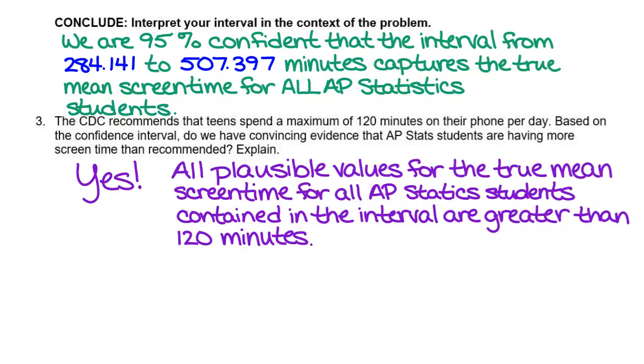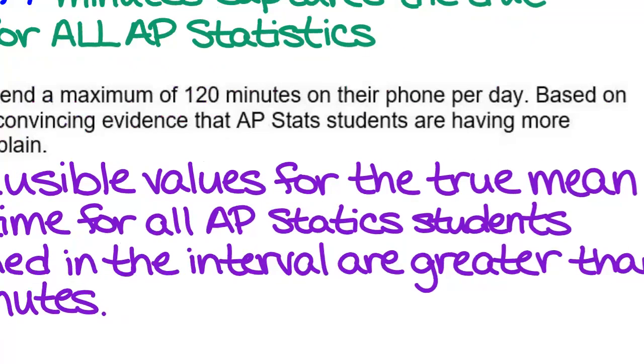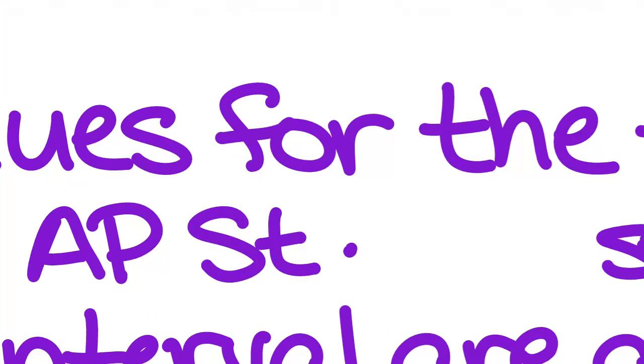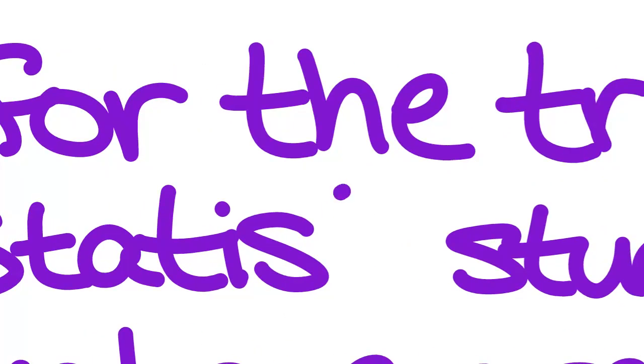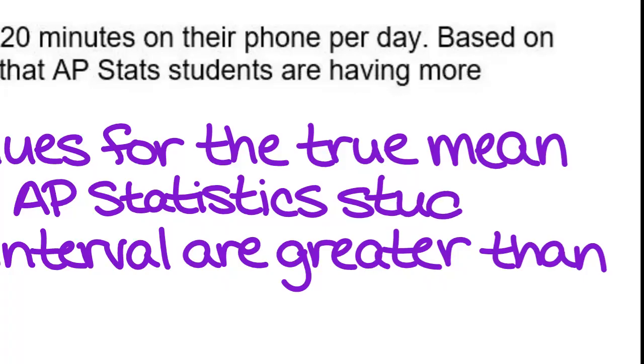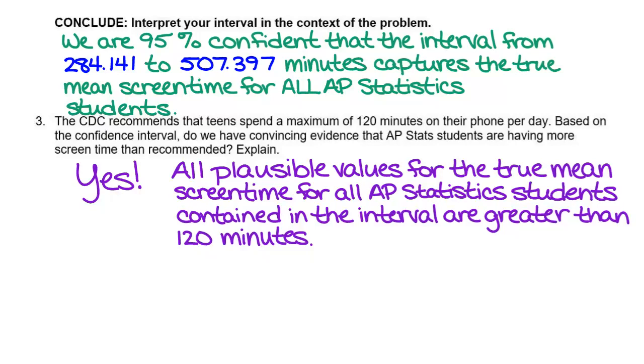All plausible values for the true mean screen time for all AP statistics students, and I spelled statistics wrong. Statics has most of the right letters. There we go. Statistics students contained in the interval are greater than 120 minutes. Remember, that interval is giving you all of the plausible values for the true average.